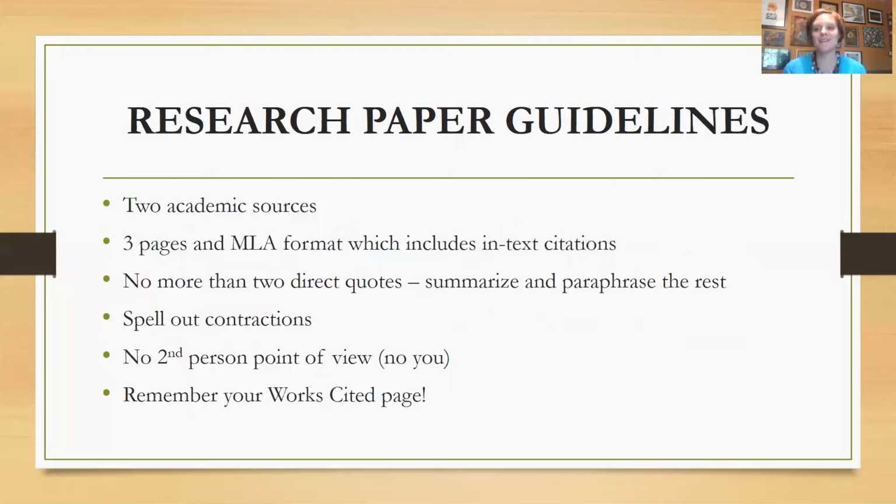Okay, research paper guidelines. You kind of already went over this, but just to reiterate, make sure you have 2 academic sources within the last 6 years. Your final paper will be MLA formatted, so double-spaced with appropriate headers, 3 pages in length, and includes in-text citations. So whether you summarize, paraphrase, or directly quote, you must have an in-text citation if you pull that information from a source. And in talking about direct quotes, I want to see that you can summarize and paraphrase, so I don't want any more than 2 direct quotes in any one paper, okay?